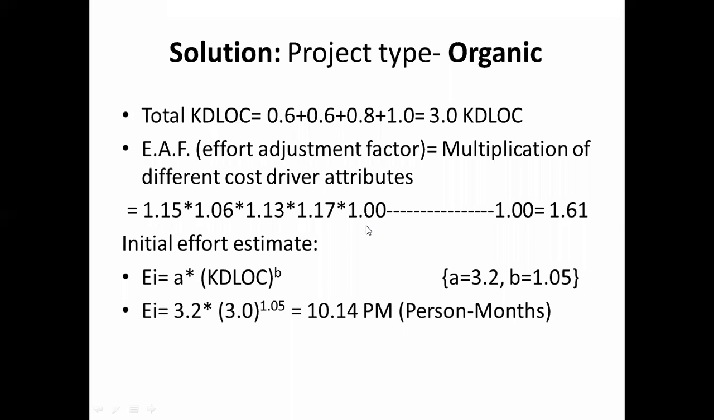It is already given that it has the nominal rating, so the rest of the multiplying factors will be equal to 1. It will come to 1.61. Now the formula for the initial effort estimate, or you can also call it the initial effort or sometimes initial estimate. So the formula is EI, with capital I as the suffix, EI is equal to A star KDLOC to the power B. Now from the table you can choose the values for the constants: A is equal to 3.2, B is equal to 1.05. Because the type of the project is organic, you can choose the values of A and B directly from the table.